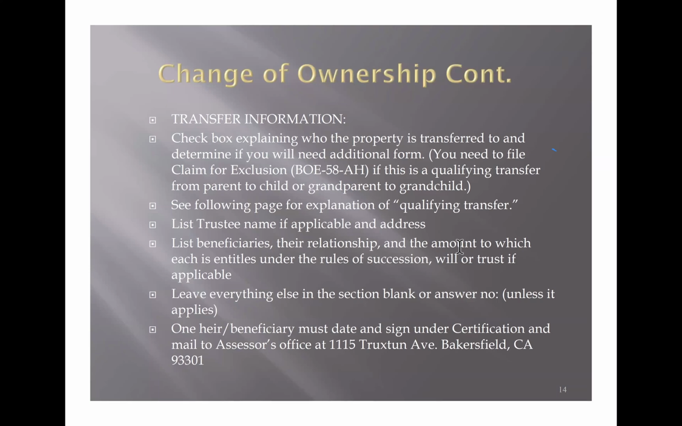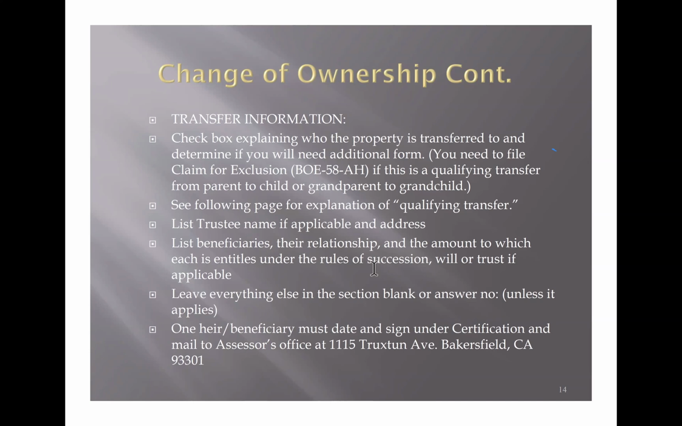There are some exclusions from reassessment. And if you qualify, then you will also want to file that form, and I'll explain more in a minute. If you had a trustee owning the property or inheriting the property, then you'll list the trustee's name and address. Then you list all the beneficiaries who are inheriting, their relationship, and the amount to which each is entitled. So this will be a percentage. If only one person's inheriting, it'll be 100%.